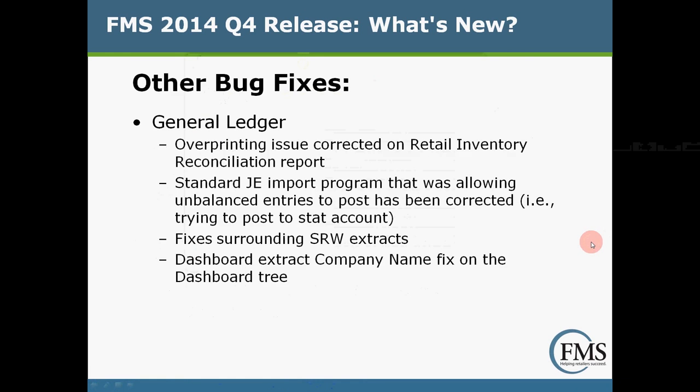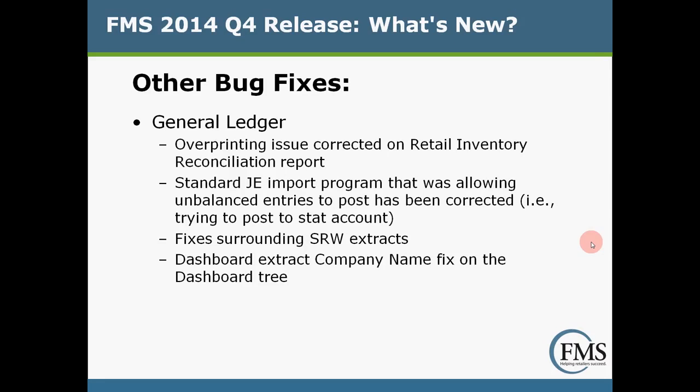Alright, so now moving on, we're going to talk about some of the bug fixes that we did. I've kind of highlighted some of the most important ones, but again, the whole list, there's 2 or 3 pages of bug fixes in the notes themselves, so if you want to check those out, it may be something that affects you. But basically, under the general ledger, there was an overprinting issue that was corrected on the retail inventory reconciliation report.